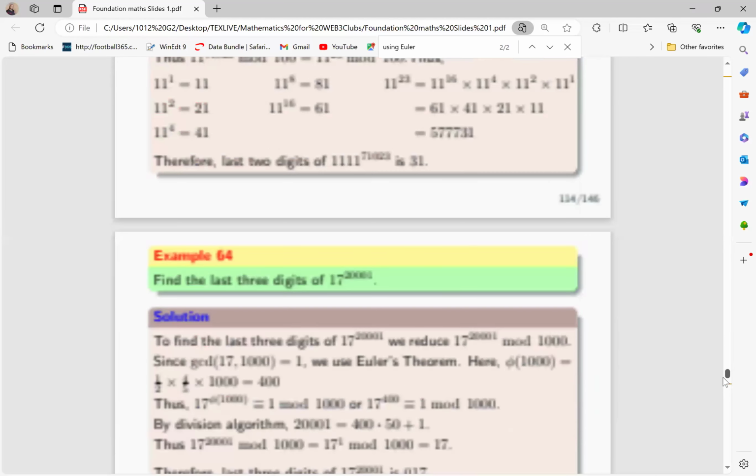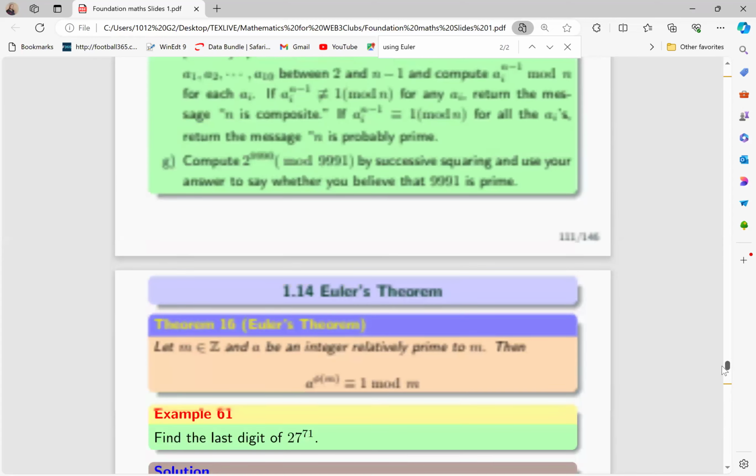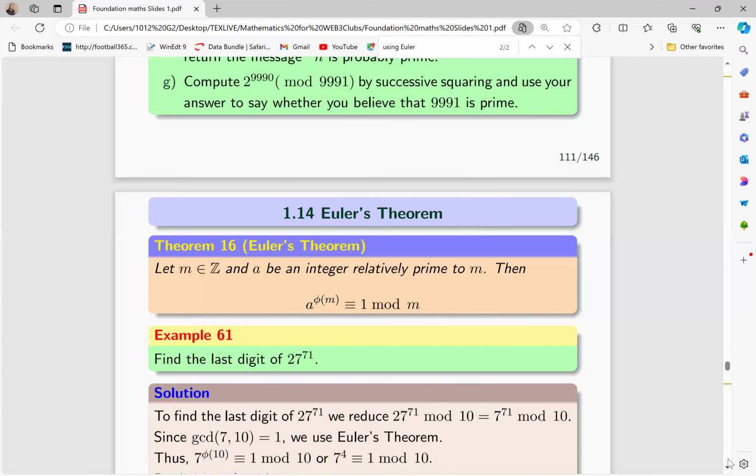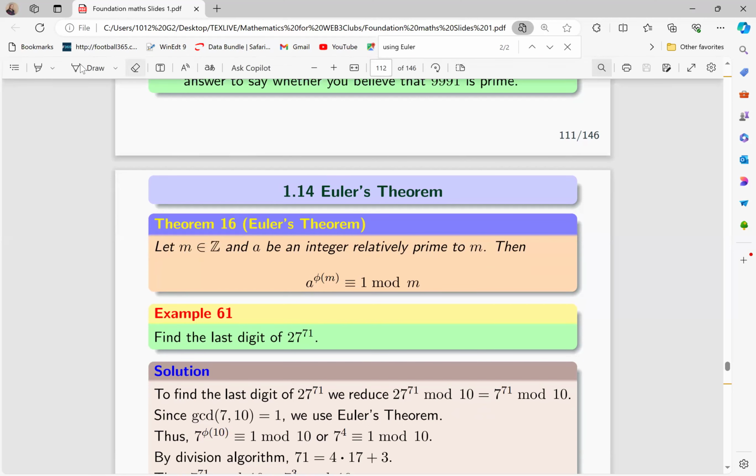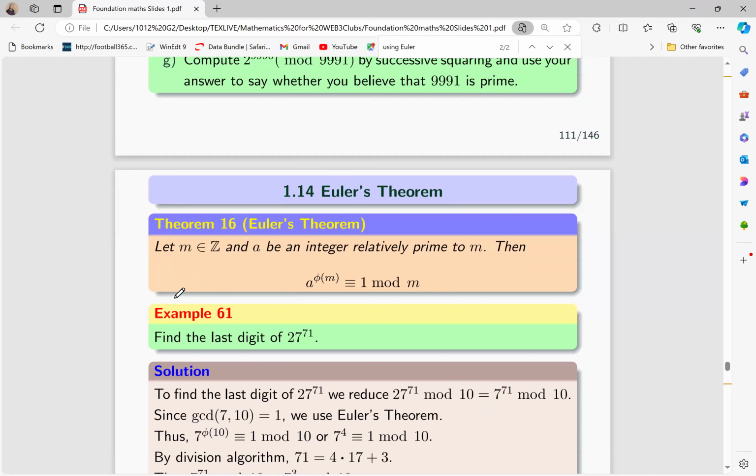But today I want us to look again at the Euler theorem, just a statement, and emphasize one thing. Then we proceed to finding inverse using Euler theorem. This is the statement of the Euler theorem. It says that if m is an integer and r is another integer which is relatively prime to m, then r raised to phi of m is 1 mod m.